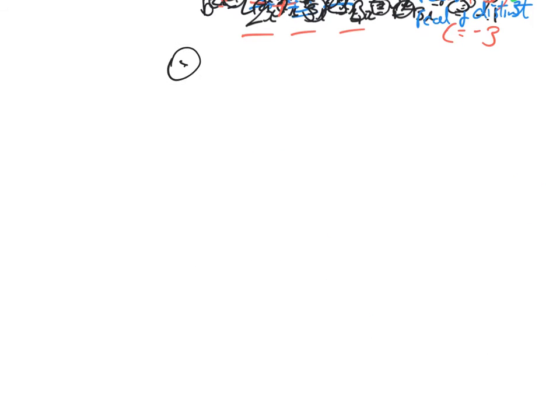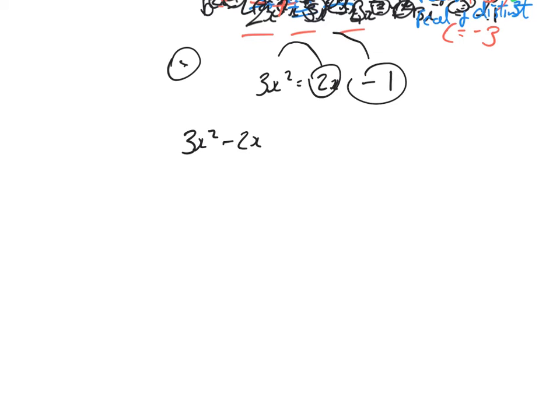Okay, example 5. 3x squared equals 2x minus 1. Now I need to make it equal to 0, so this time I'm going to have to move two things. I'm going to have to move the 2x across, it becomes minus 2x. I'm going to have to move the minus 1 across, it becomes plus 1. So 3x squared stays where it is. 2x comes across, it becomes minus 2x. Minus 1 comes across, it becomes plus 1. And that's equal to 0.